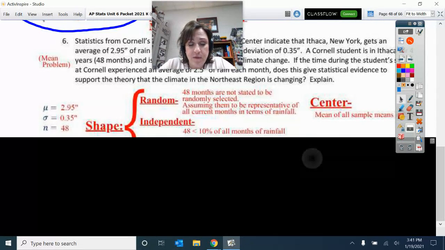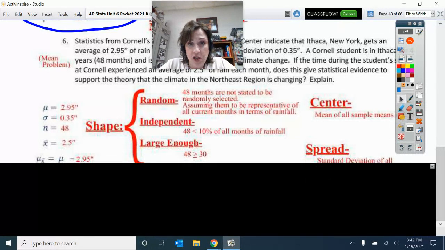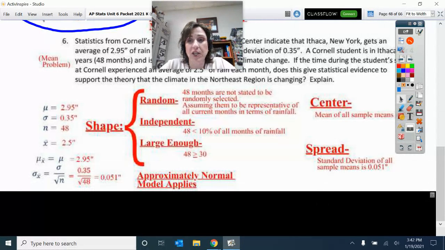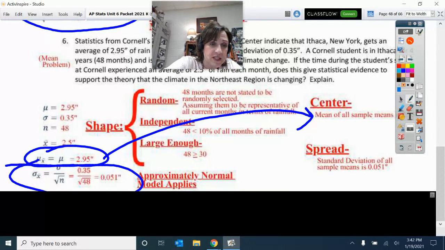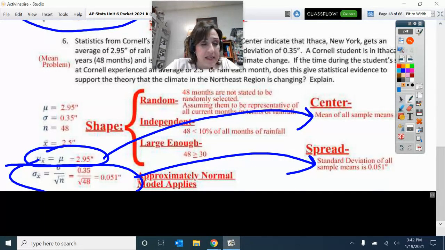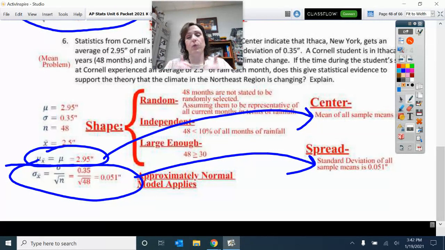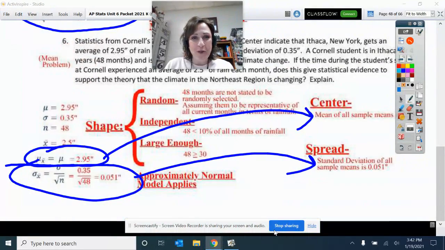Okay? Independent, 48 is less than 10% of all months of rainfall. Yes, it is. Large enough, it is large enough, greater than or equal to 30, so approximately normal model applies. Our center is the mean of the x bars, and the standard deviation of the x bars computes to be 0.35 over the square root of 48. Okay, I think that's all your conditions. So random, independent, large enough, and if you have some of those little concerns, that's fine. You're noting that, and then you're continuing. Okay, so I hope that that makes sense on how you verify that your approximately normal model applies.